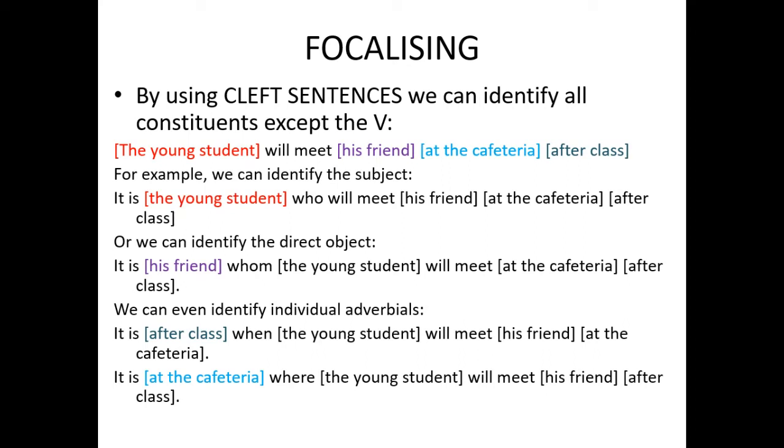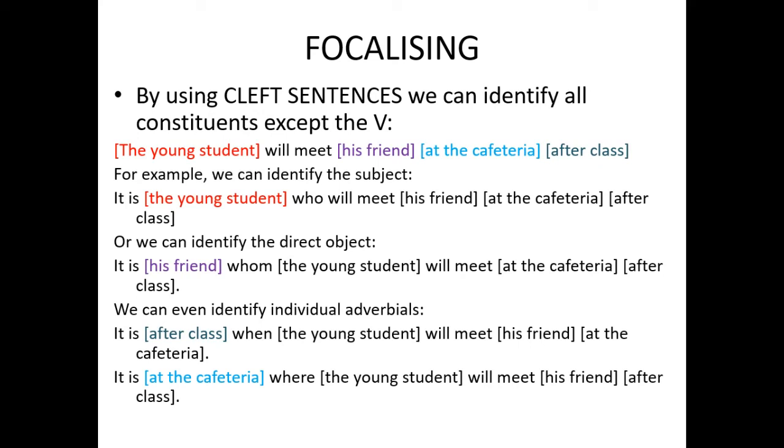So in other words, with this focalizing construction, you can identify the subject, which will be followed by the word who, the object, which will be followed by whom, and adverbials, which will be followed by when, where, why, etc. So actually you can identify every single element except for the verb itself. This is one of the best tests, so if you are not sure about how to analyze a sentence, try to do this. It is blah blah blah who, it is blah blah blah whom, it is blah blah blah when, it is blah blah blah where, it is blah blah blah why.